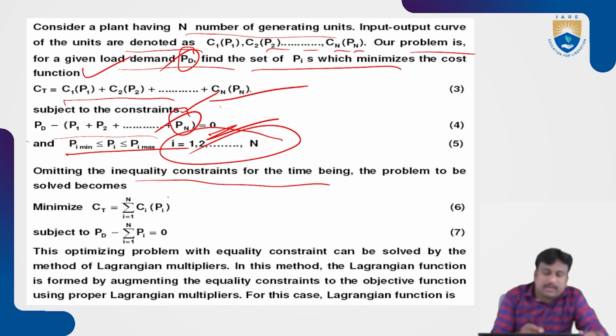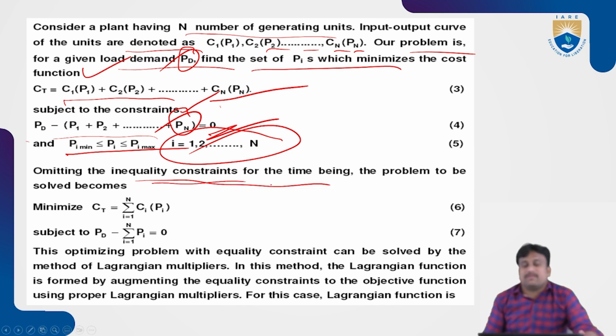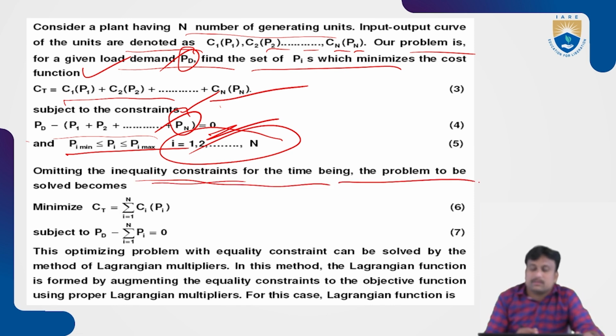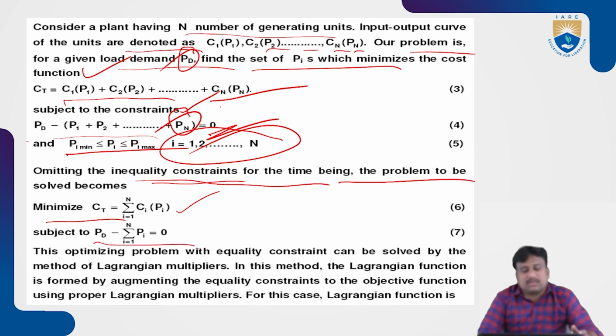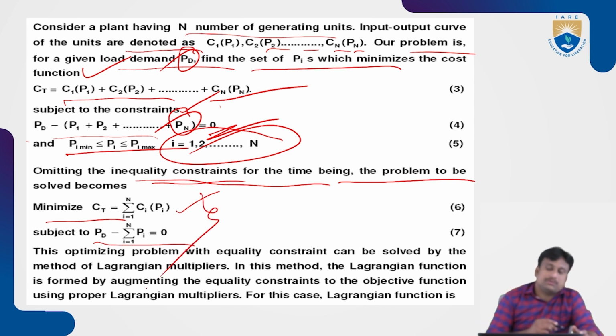Omitting the inequality constraints for the time being, the problem to be solved becomes: minimize the total cost CT, which is the summation from i equals 1 to n of Ci of Pi, subjected to PD minus the summation from i equals 1 to n of Pi equals 0.